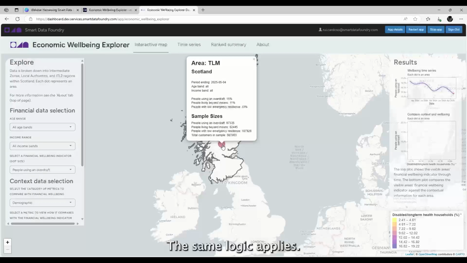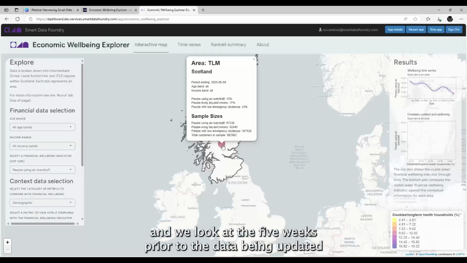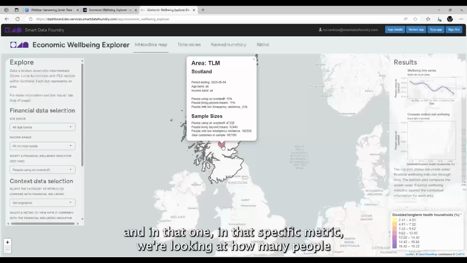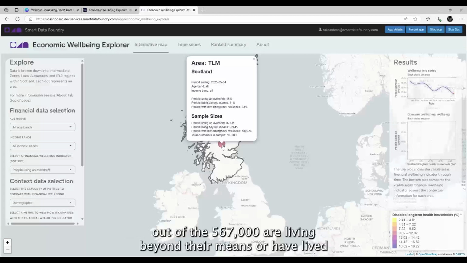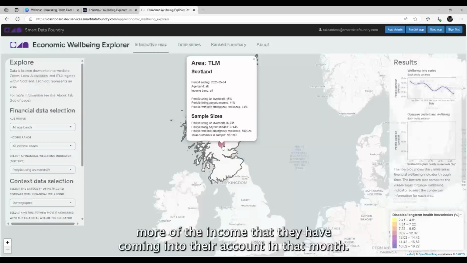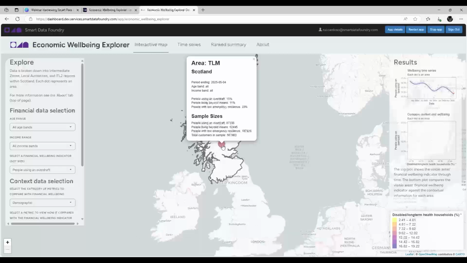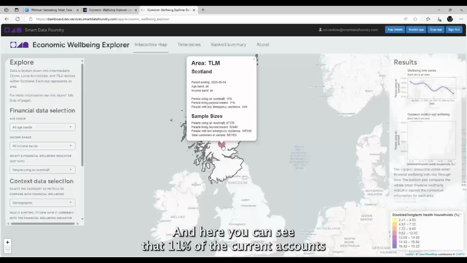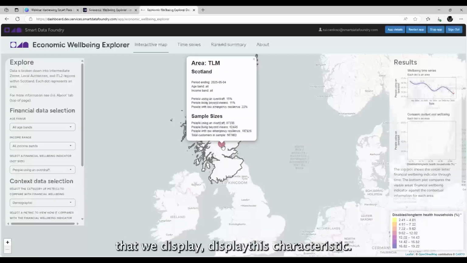The same logic applies. We update the data monthly and we look at the 5 weeks prior to the data being updated. In that specific metric, we're looking at how many people out of the 567,000 are living beyond their means, or have lived beyond their means in the past month. That means they have spent 20% more than the income that they had coming into their account in that month. Here you can see that 11% of the current accounts display this characteristic.